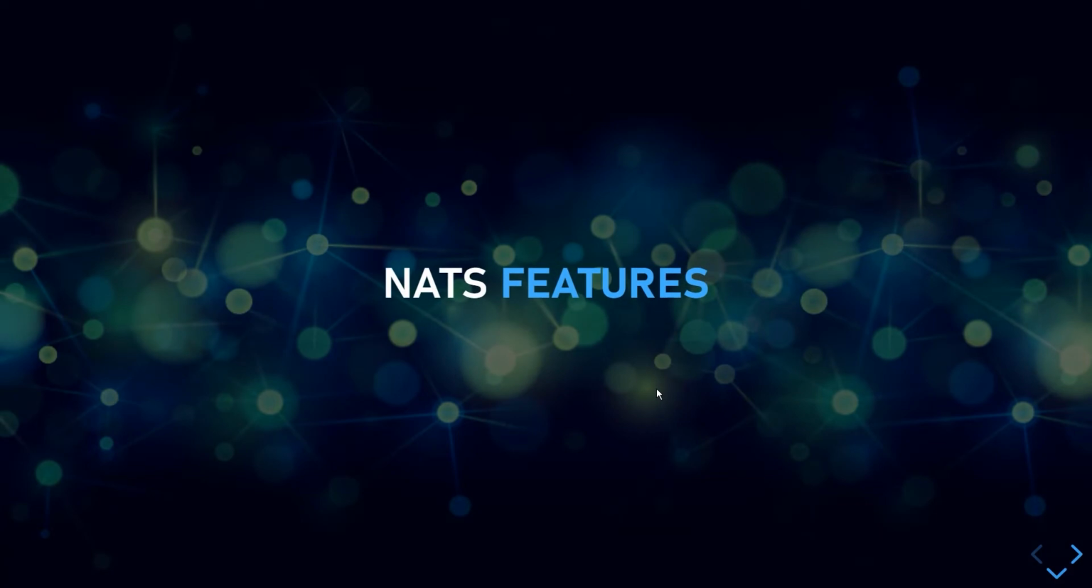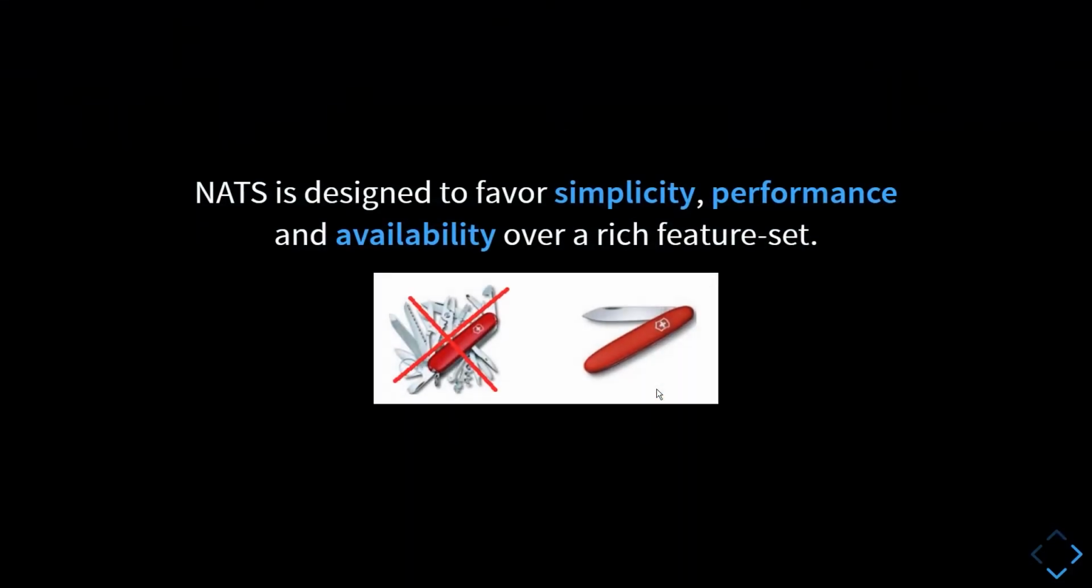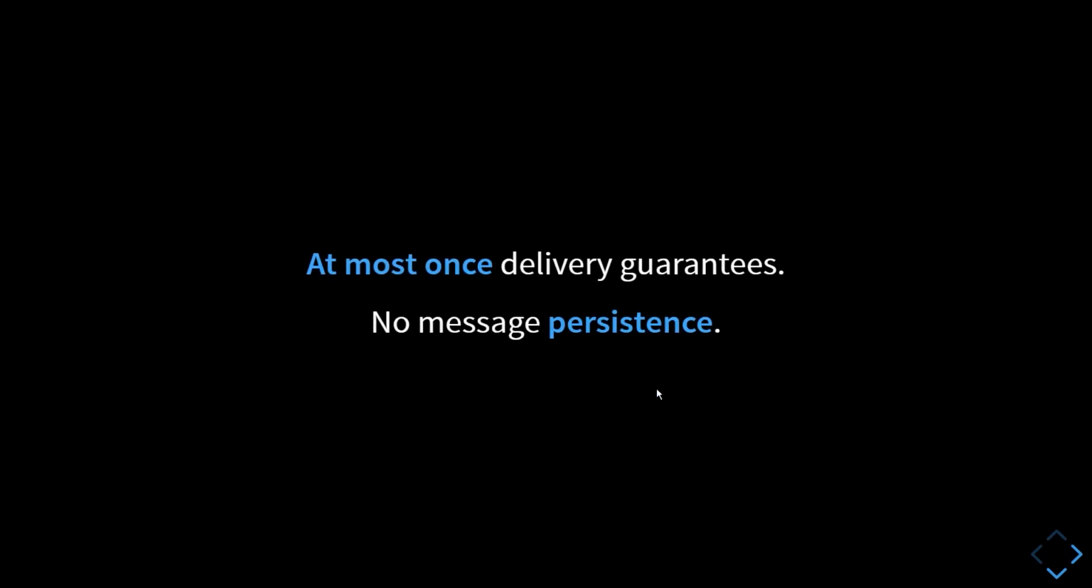So what are the features that NATS gives you? Well, like I said, it is really designed for simplicity, performance, and availability. And it's not so much about a rich feature set. If you compare it, for instance, with RabbitMQ, RabbitMQ has the complete AMQP protocol. NATS doesn't have that. RabbitMQ has dead lettering, automatic dead lettering. It has content-based routing. All that kind of stuff is not in NATS. You don't get that. So it's pretty simple.